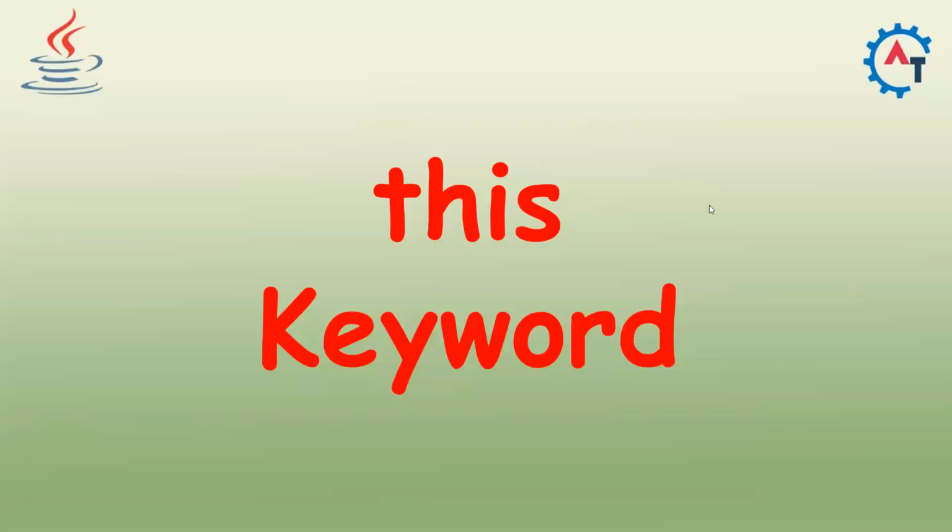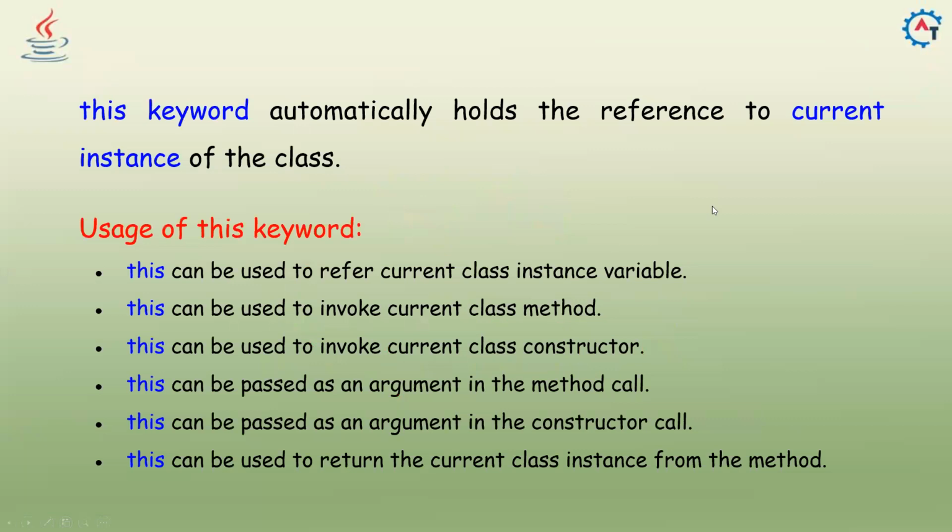Hi, in this video, we will talk about the this keyword in Java. So what is the this keyword in Java? This keyword automatically holds the reference to the current instance of the class. So this means it will hold the current class object.